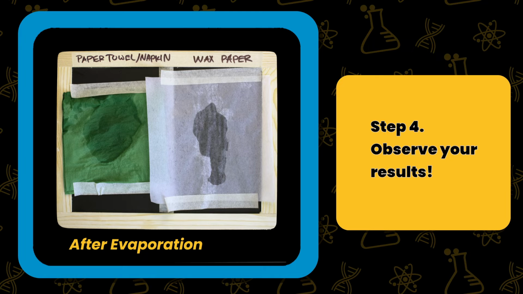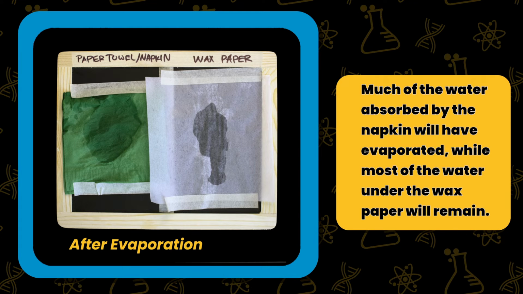After your timer goes off, observe your results. Here's what you should see. Much of the water underneath the napkin will have soaked through the napkin and evaporated, while most of the water underneath the wax paper will remain.